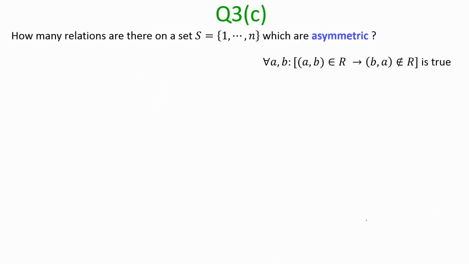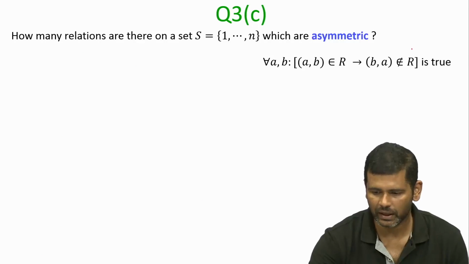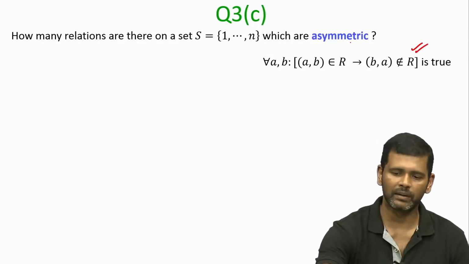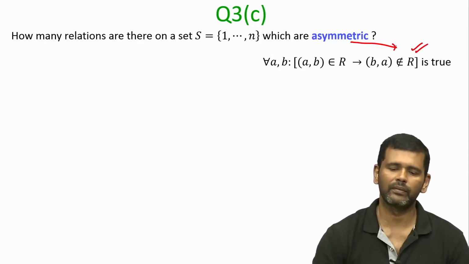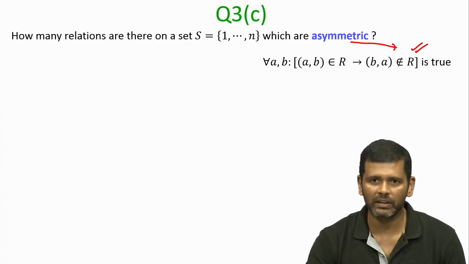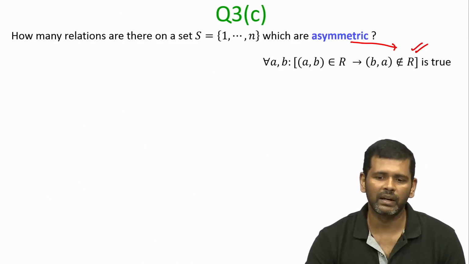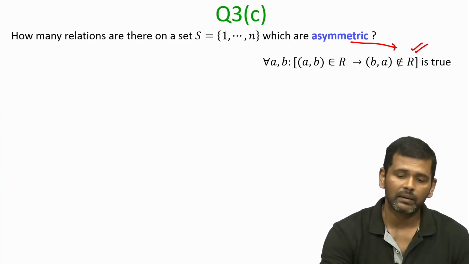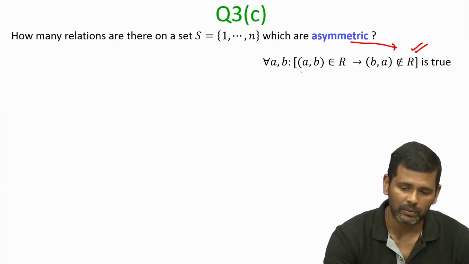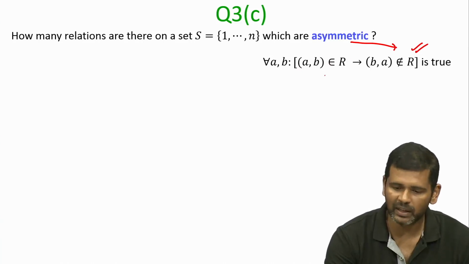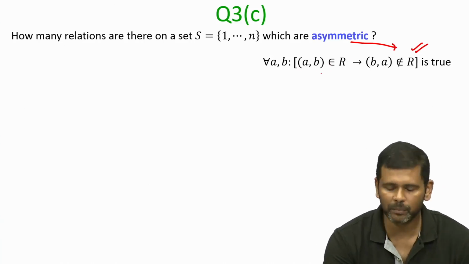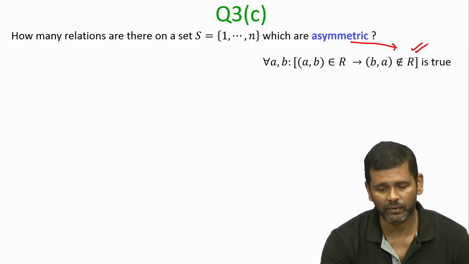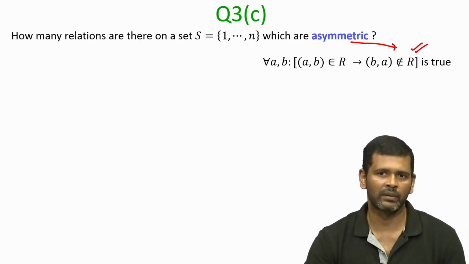In part C of the third question, you are supposed to find the number of relations which are asymmetric, and this is the requirement for an asymmetric relation. If (A, B) is there in your relation, then (B, A) is not allowed in the relation. This does not mean that for every (A, B) you should have either (A, B) or (B, A) present in the relation.